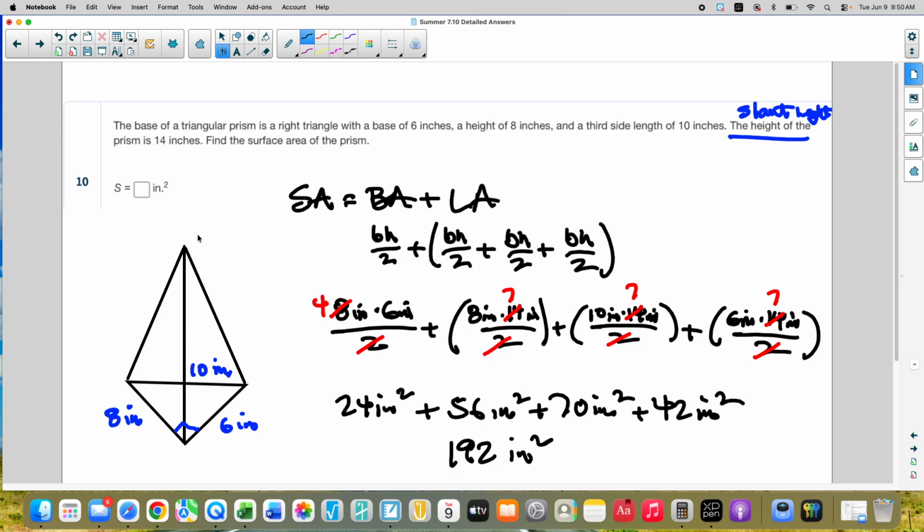Third side length is 10 inches. Oh, prism. Not a pyramid, Mr. Mac. Prism. That's where. So notice, this is really, really good. Prism. So this is why it's really beneficial, because even I'm going to make a mistake.